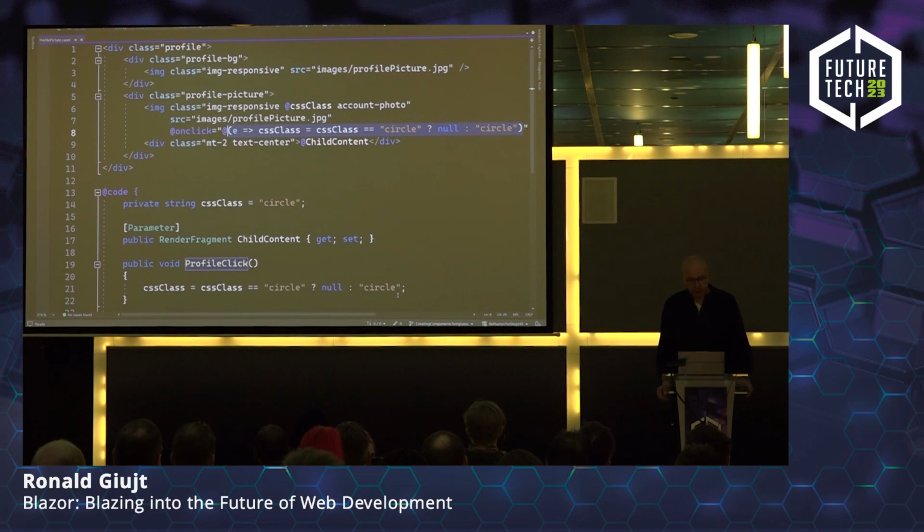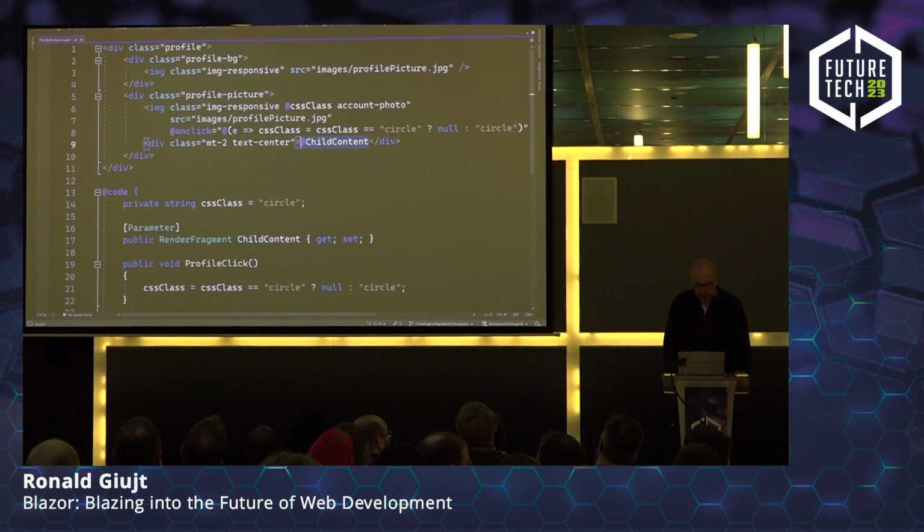Yeah, you can do that as well. So that's cool. It changes the value, and again, the UI will automatically update. And we have this nice feature here called child content, which is of type render fragment. So how does that work? And this render fragment is actually rendered underneath the picture.